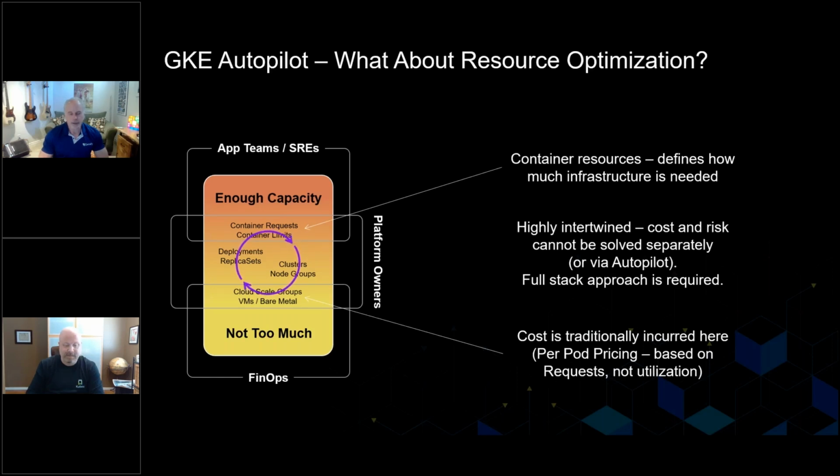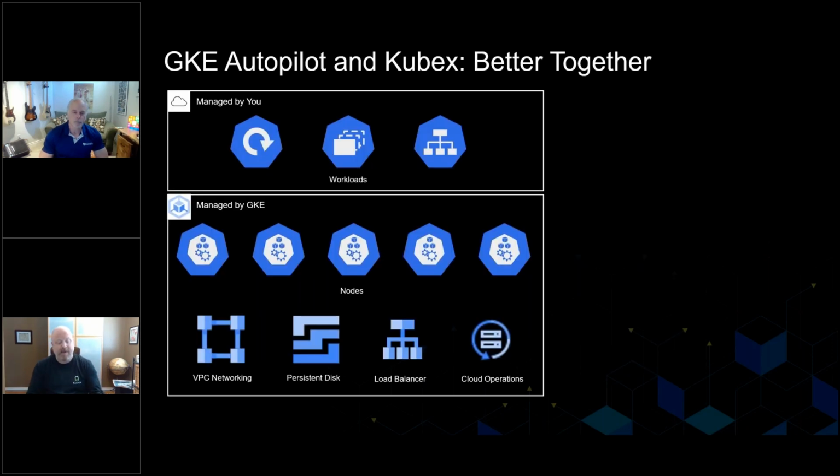Let's talk about how we actually do that. Staying on the topic of optimization, obviously Densify and Cubex are all about optimizing workloads in Kubernetes. So I wanted to talk a little bit about how Cubex can complement GKE Autopilot and how they are better together as a solution. This touches on what I mentioned earlier in one of the previous slides, that GKE Autopilot does not solve the problem of allocating appropriate resources, right sizing your workloads within Kubernetes.